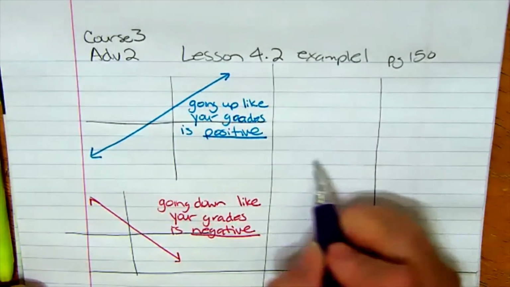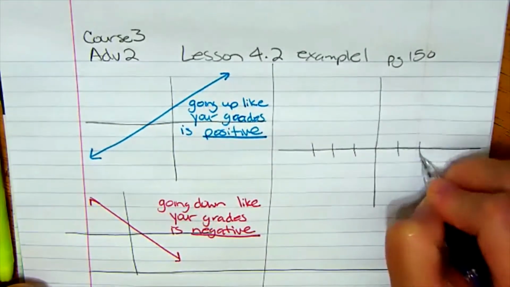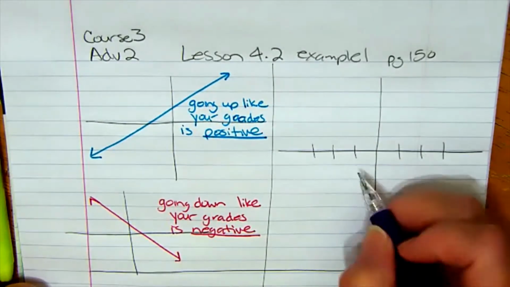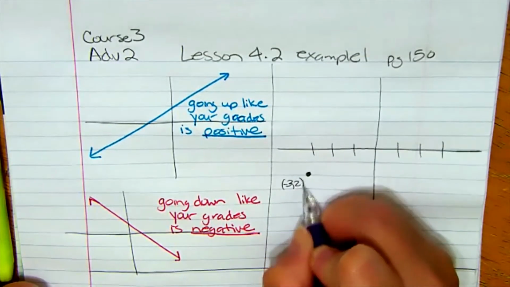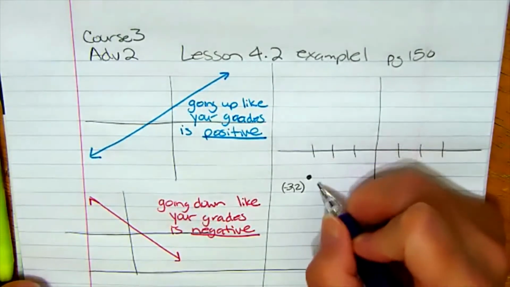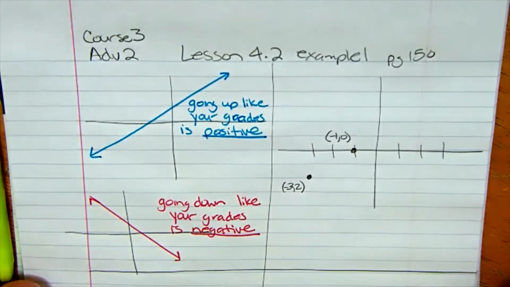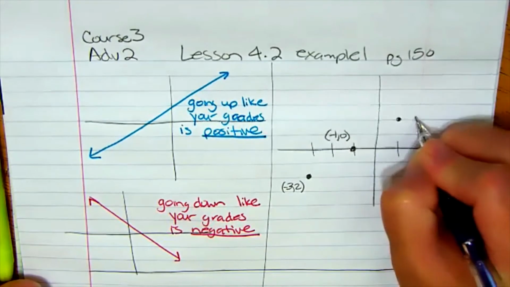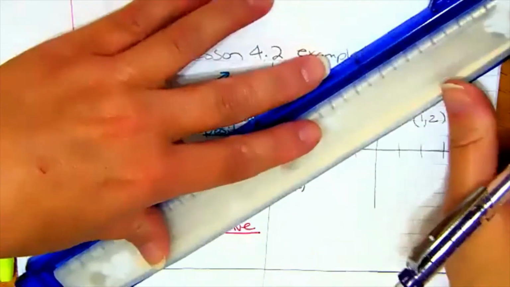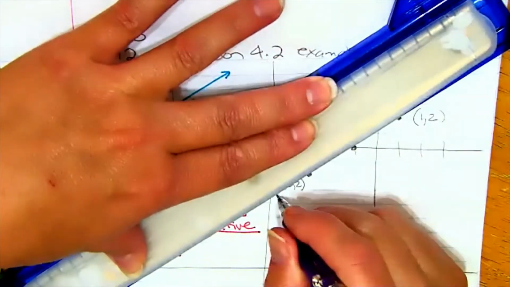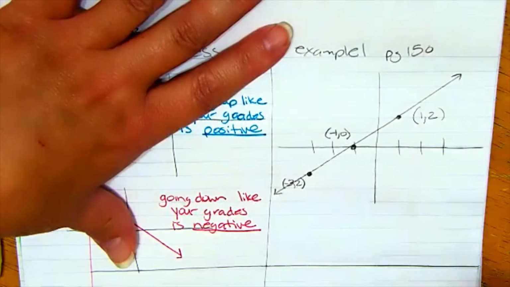So let's talk some more about slope. So this point is -3, 2. Then we have -1, 0. Then we have +1, +2. And we're going to connect these points. They're points, not dots. Do not call them dots. They get offended. They are points.